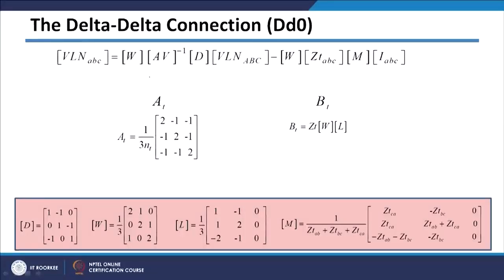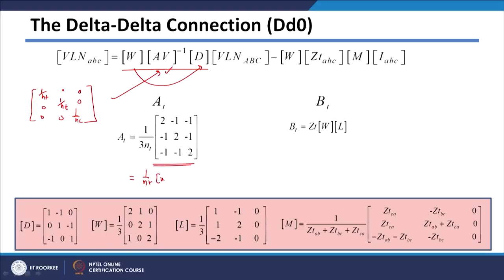So, capital A_T parameter is W multiplied by A_V inverse multiplied by D, and A_V inverse we know that it is 1 by N_T. From that I can take N_T common out, multiplied by your W matrix multiplied by your D matrix. So, if you do the multiplication of W and D matrix, I will get this expression here, or else I can directly write it will be 1 by N_T, which is coming from A_V inverse multiplied by W multiplied by D here.